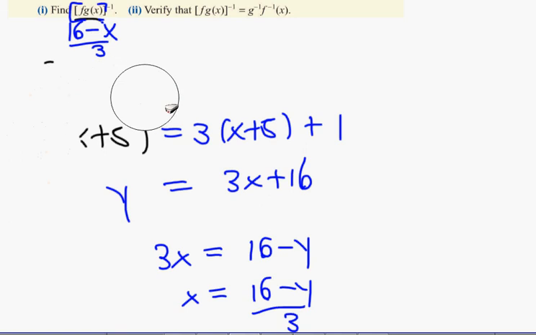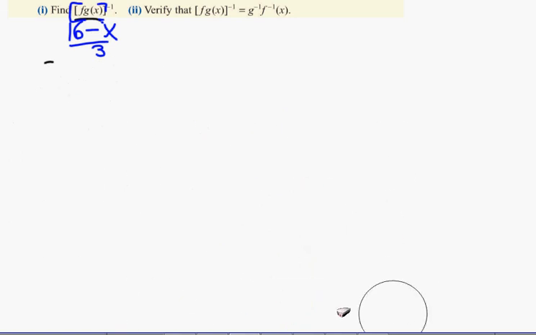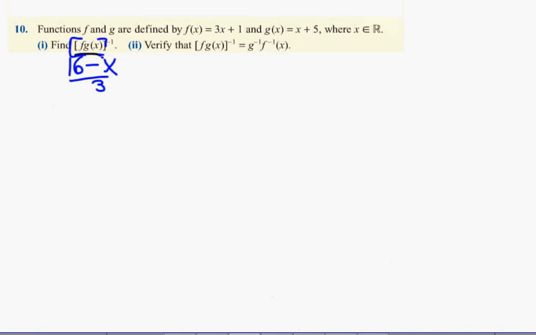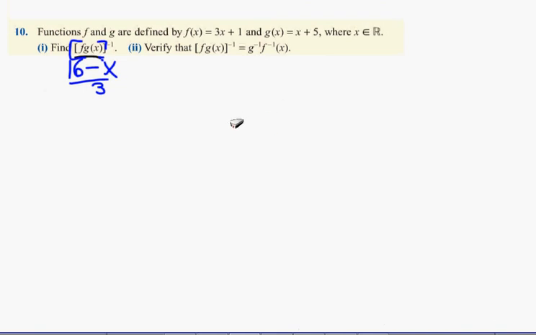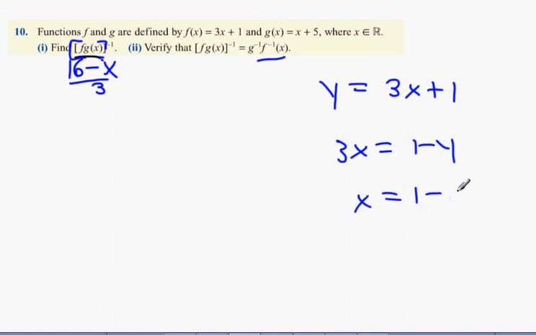Now, what I want you to do is verify. What does verify mean language-wise? Proof. It's going to be equal. If it isn't equal, you've gone wrong. Now, what it wants me to do is find out what f inverse is. So how do I find out what f inverse is? F inverse is going to be 3x equals 1 minus y. X equals (1 minus y) over 3. F inverse x therefore is (1 minus x) all over 3.